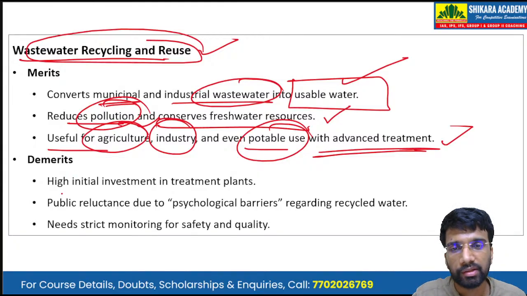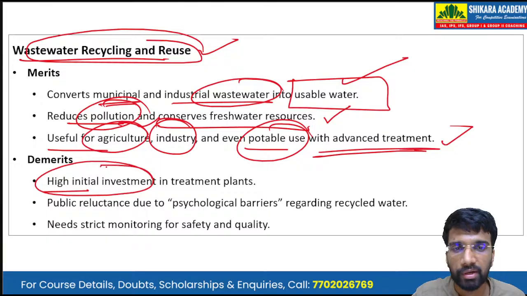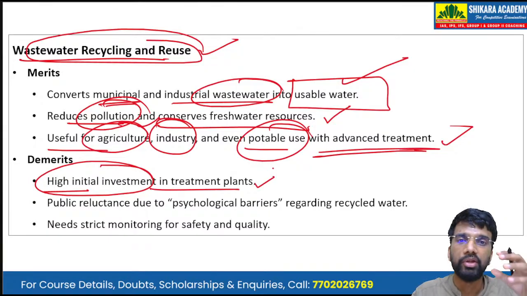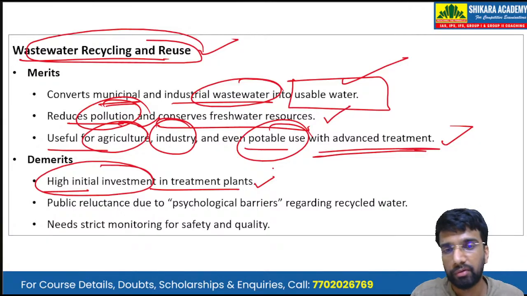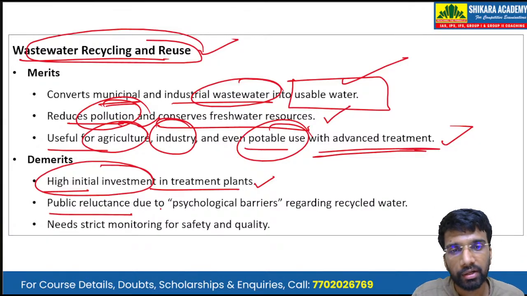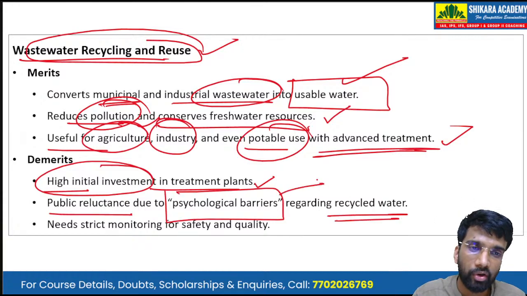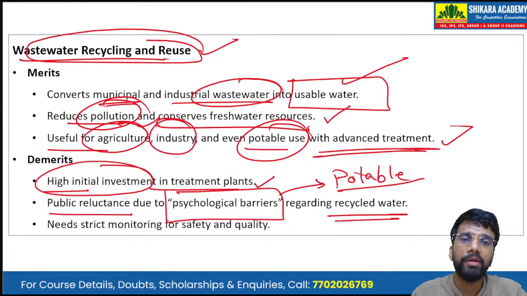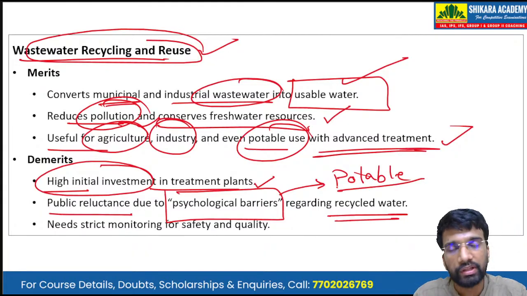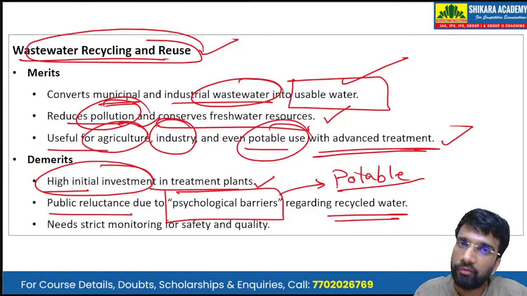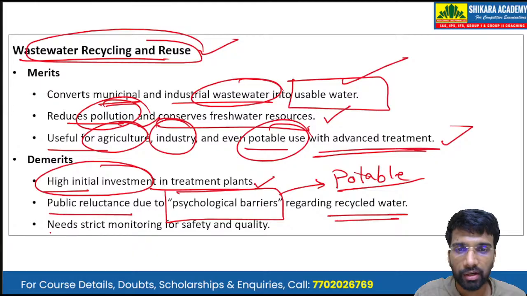The demerit is that it has high initial investment in treatment plants. The recycling plants involve a high initial investment cost. Then there is public reluctance due to psychological barriers regarding the recycled water. The public has certain apprehensions regarding the potability of this recycled water. Then there is a need for more strict monitoring for safety and quality.